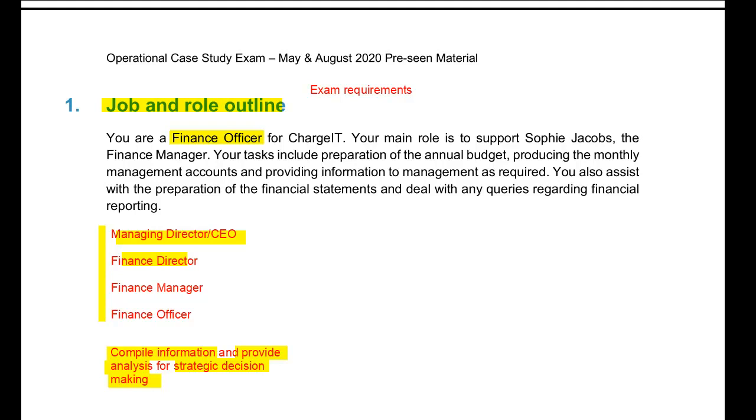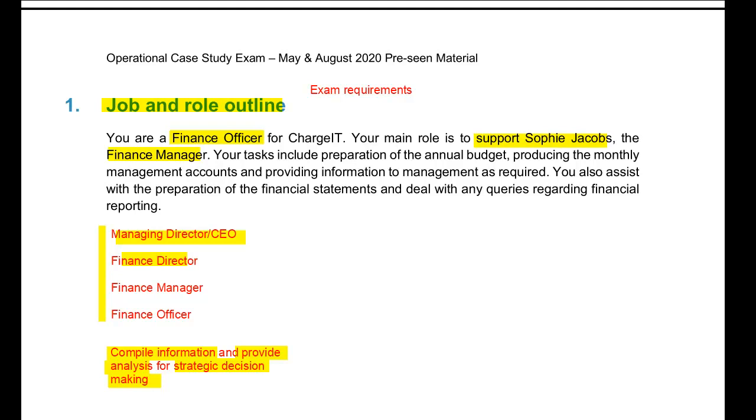So in the context of your exam, if you are asked to provide a recommendation or a justification for a decision as part of your answer, it's important to remember that this should have more of a short-term focus and shouldn't focus on the overall strategy and direction of a business. So now that we've clarified your role as a finance officer, let's look at the remainder of this role outline. So your main role within the business is to support Sophie Jacobs, who is ChargeIT's finance manager.